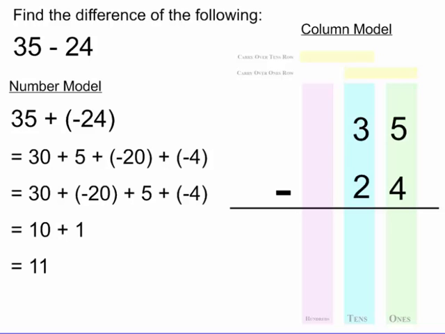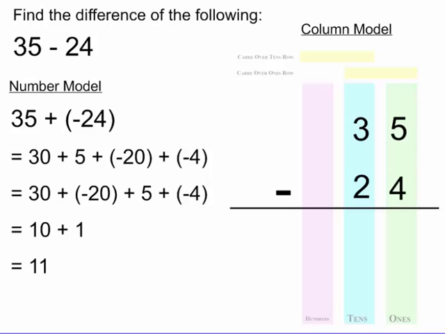So I broke the 35 down into a 30 plus a 5. The negative 24 becomes a negative 20 plus a negative 4. I'm going to group some friendly numbers together in terms of tens and ones. So I can see that 30 plus negative 20 would leave me with a positive 10. And I can also see over here that 5 positives plus 4 negatives would leave me with a positive 1, for a final answer of 11.